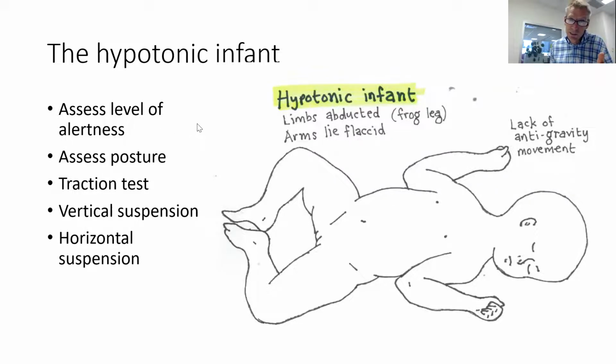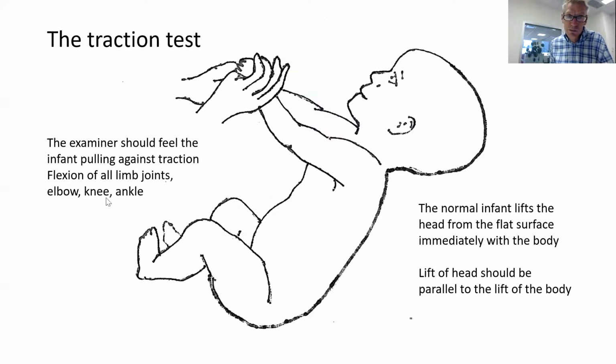So you need to assess the level of alertness, the posture of the baby, and their degree of floppiness of their limbs, and by that you can do what's called the traction test and the vertical suspension test. I'll explain these in a minute, and then horizontal suspension. I think you've practiced this in terms of a developmental examination, but it's also a neurological examination. For the traction test, you lie the baby down and you pull the baby gently up with sustained traction on the limbs, so their arms are straight, and you watch to see what their head does.